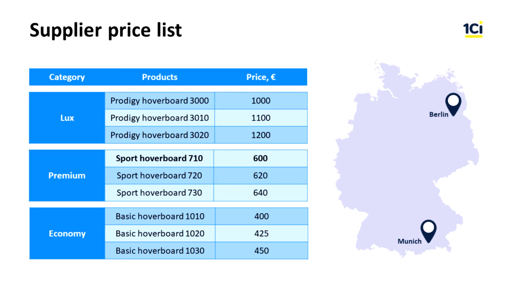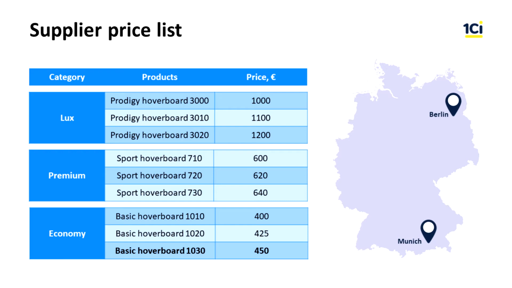Category Premium. Spot Heavy Boat 710, 600. Spot Heavy Boat 720, 620 euros. Spot Heavy Boat 730, 640. Category Economy. Basic Heavy Boat 1010, 400. Basic Heavy Boat 1020, 425. Basic Heavy Boat 1030, 450.